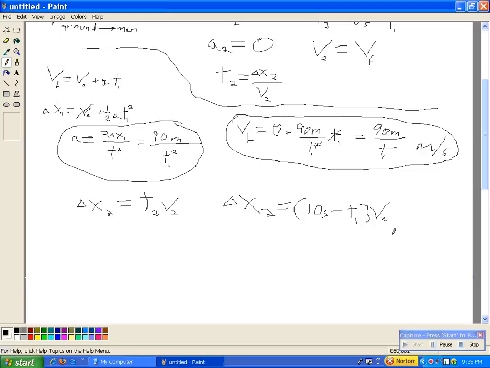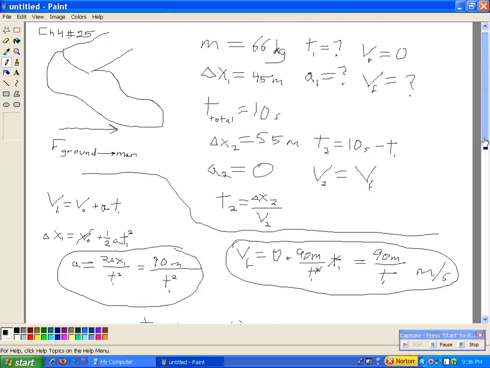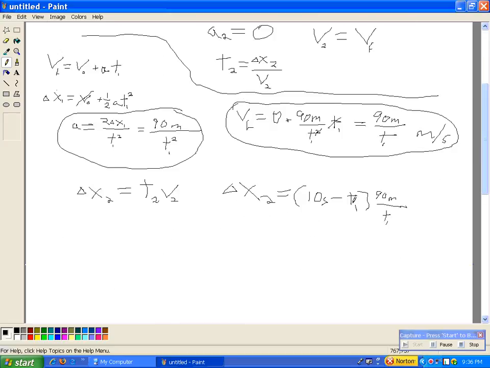Now, we can also replace V2. So I'm just going to use the handy dandy eraser. Let's plug in the velocity 2, which is the same thing as the final velocity of the first part of the race, 90 meters over t1. We actually know what delta x is. It's 55 meters. So the only unknown is t1, and we can solve for it.